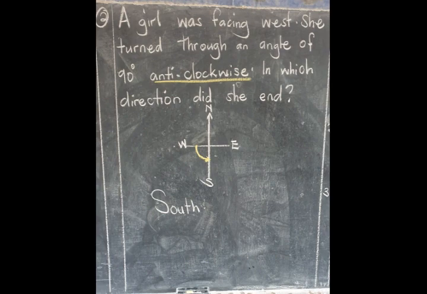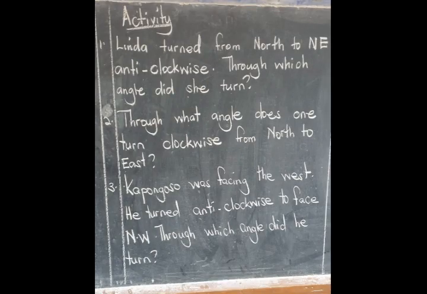So activity number 1 is saying, Linda turned from the north to the northeast anti-clockwise. Through which angle did she turn? Question 2. Through what angle does one turn clockwise from north to east?